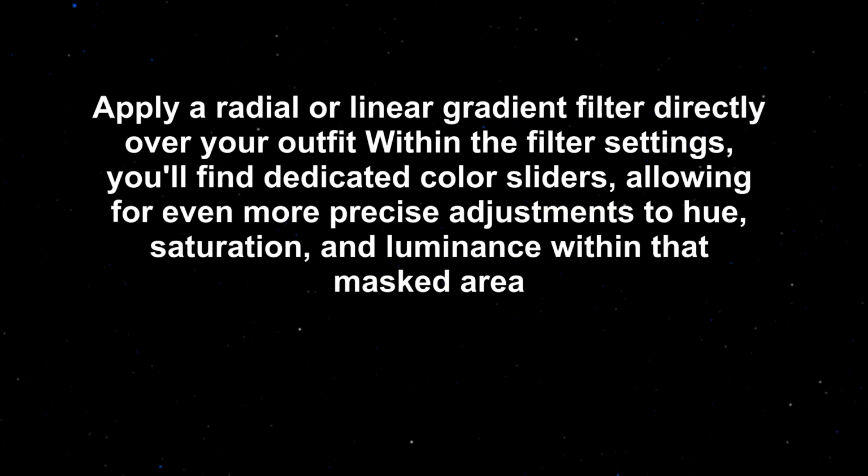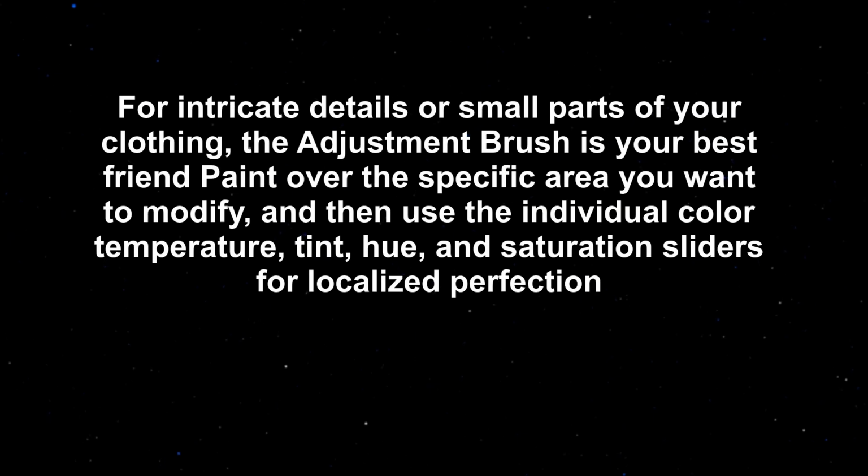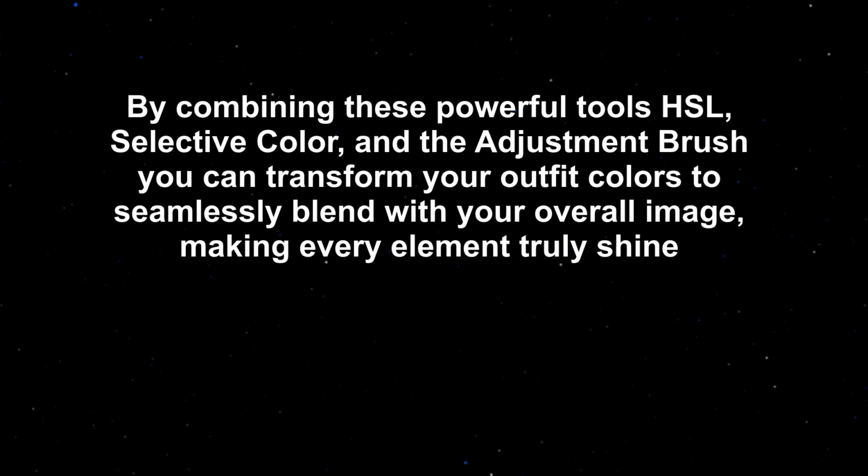within that masked area. For intricate details or small parts of your clothing, the adjustment brush is your best friend. Paint over the specific area you want to modify, and then use the individual color temperature, tint, hue, and saturation sliders for localized perfection. By combining these powerful tools, HSL, selective color, and the adjustment brush, you can transform your outfit colors to seamlessly blend with your overall image, making every element truly shine.